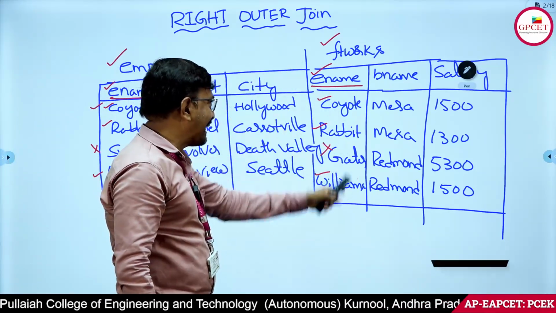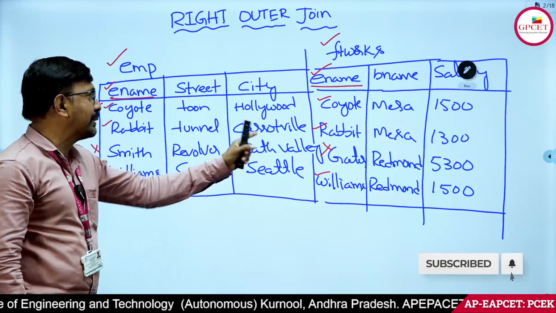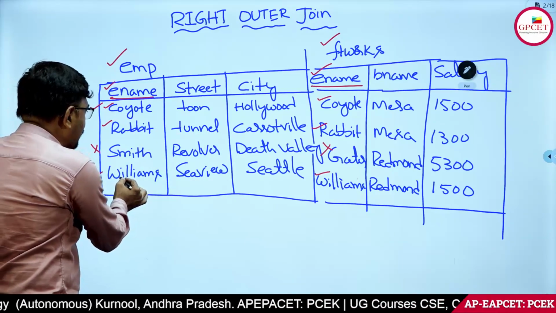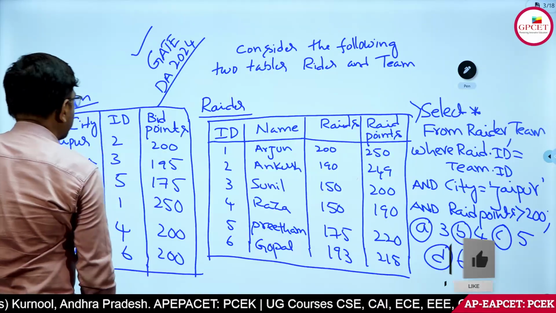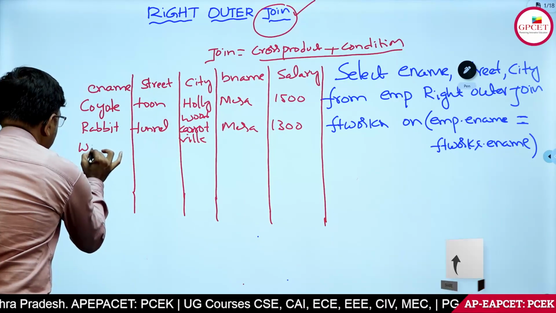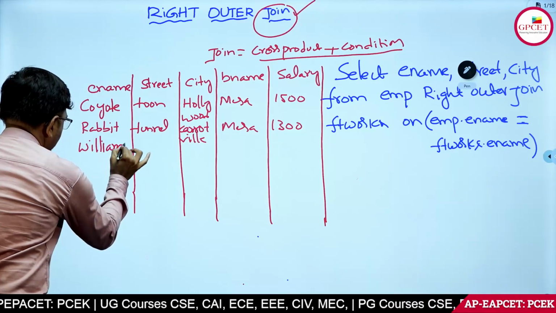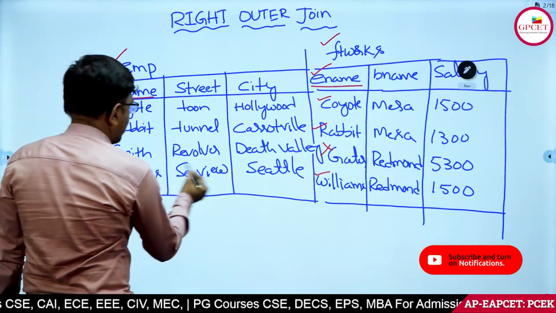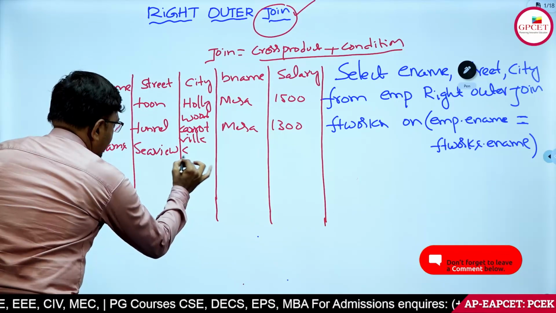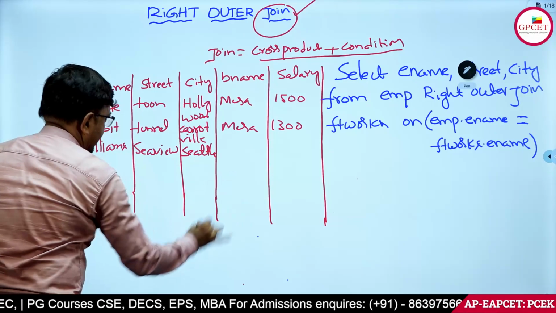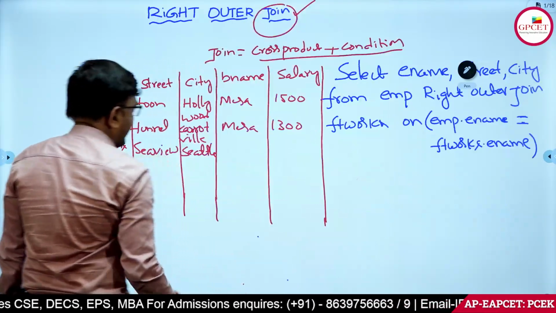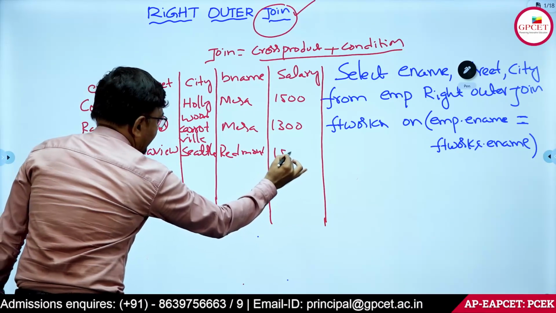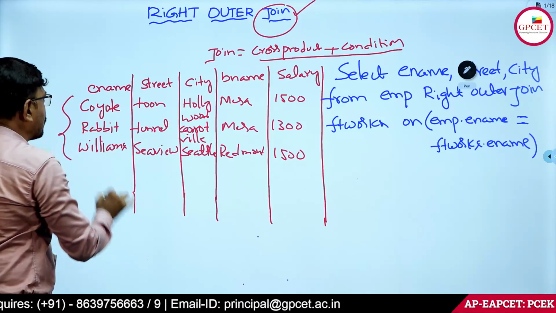Take all tuples in the right relation that did not match any tuple in the left relation, that is the right outer join. And what is the third one? The common value is Williams, C view, Williams, C view, Seattle, and then Redmond 1500. Up to here, up to three, that is a join.